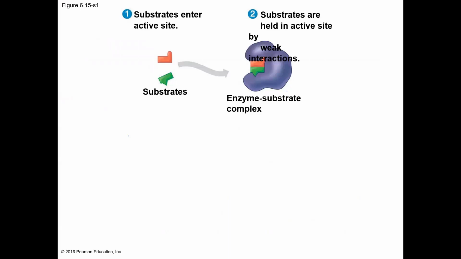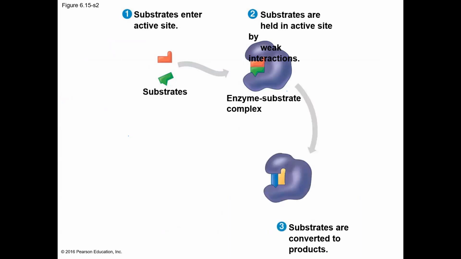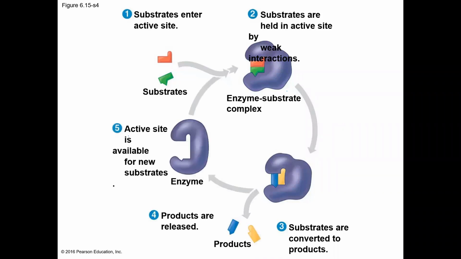So here is an example. We have our enzyme. That enzyme has a specific active site where the substrates will bind. During that process, those substrates are so close together that the reaction can take place. So the substrates can be converted to whatever product, and then they get released. Now, the enzyme itself is not dissolved or reduced in any form. So once the products are released, the active site becomes available for new substrates to bind to it.